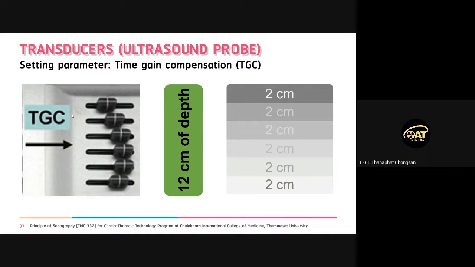In summary, if everyone wants to adjust all brightness of the monitor, everyone can use the gain button, but if everyone wants to adjust only a layer, only one depth, everyone can use TGC.